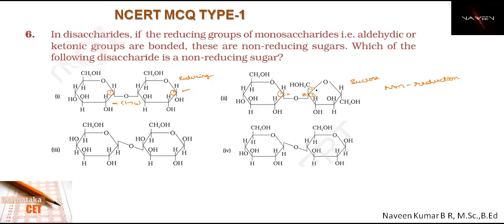Here, the fructose structure they have represented is from the NCERT source. What we learned in the class is written below. Just observe the structure with tilted configuration, that's all. Then the third one: this is the anomeric carbon, this is the anomeric carbon, this is free, hence it is a reducing sugar. Again, this is the anomeric carbon, this is the anomeric carbon. The second monosaccharide's anomeric carbon is free, hence it is a reducing sugar. The only non-reducing one is option 2, so it is correct.